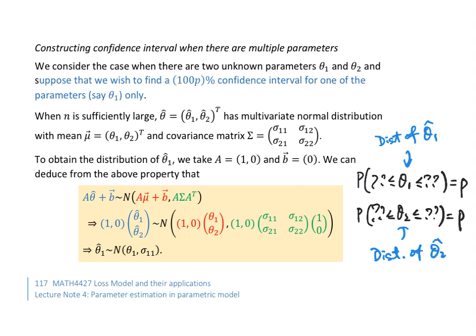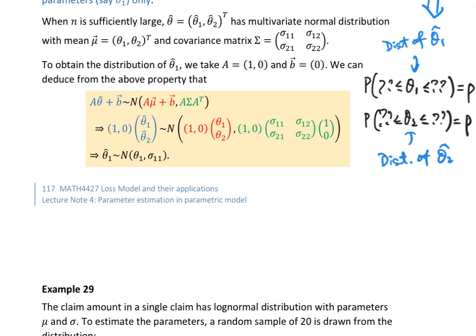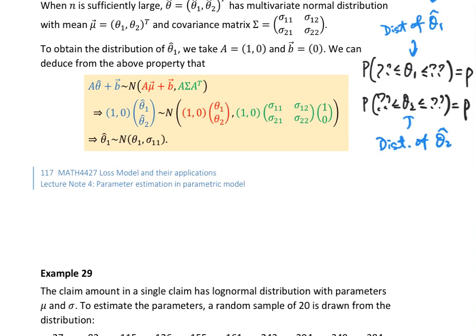Okay, given that your pair of these MLEs follow the multivariate normal, my question is: is it possible for you to get the distribution of a single MLE? In order to do this, we will make use of one property of the multivariate normal distribution.